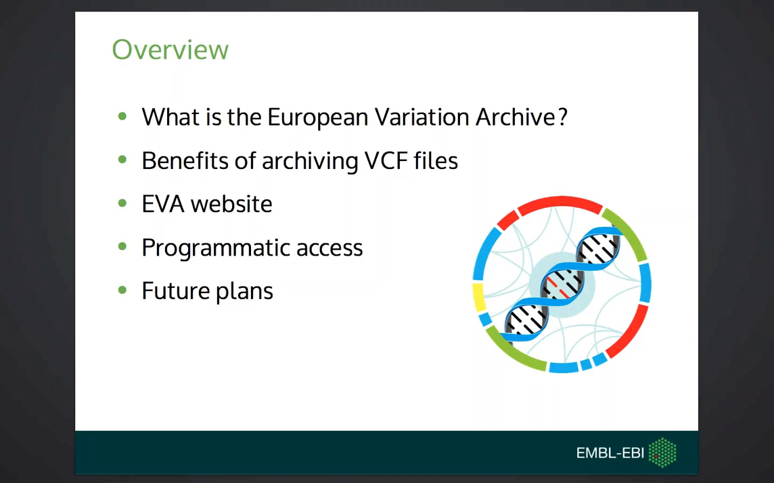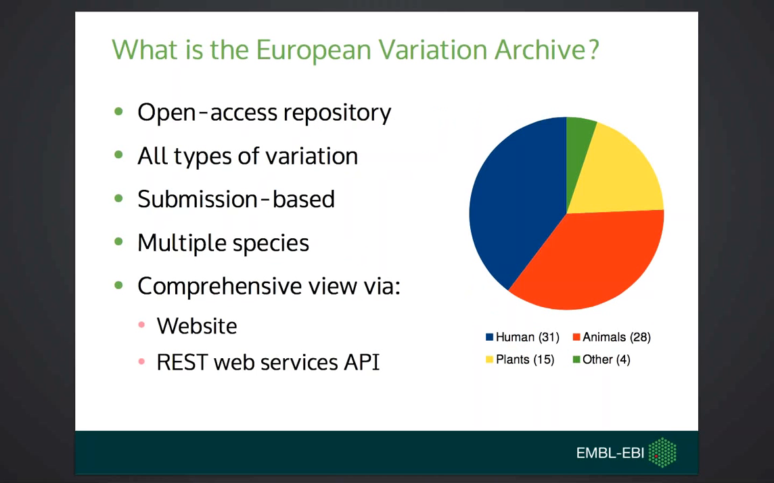So what is the European Variation Archive? It is an open access repository that accepts all types of variation. We store short nucleotide variation, indels, structural variation, any type of variation is welcome. It is submission-based, so our growth depends on people submitting new studies.